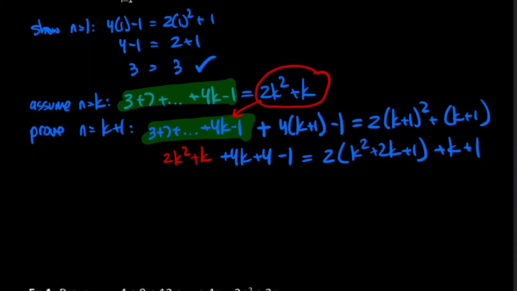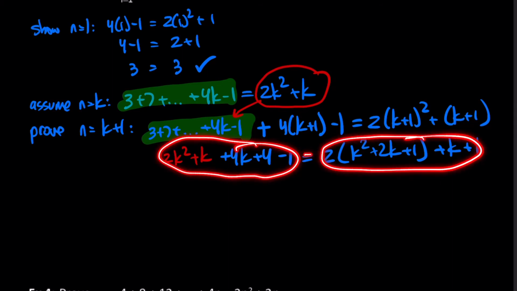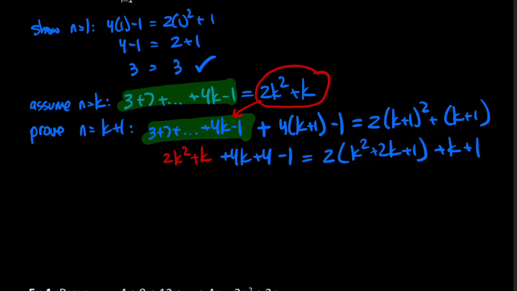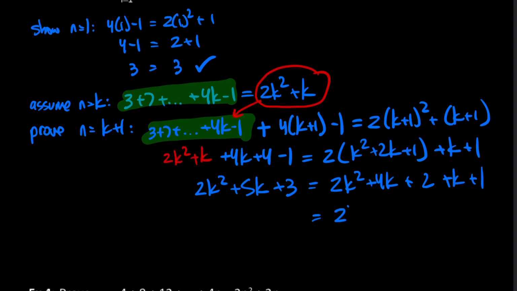So now I just need to combine like terms, put stuff together, distribute, whatever it takes to make this side and that side equal. Okay, it's pretty simple algebra. This here will give me 2k squared plus k plus 4k is plus 5k. 4 minus 1 is a 3. Over on my right side, let's distribute first. 2k squared plus 4k plus 2 plus k plus 1. One more step. 2k squared plus 4k plus k is plus 5k. 2 plus 1 is 3. And check it out. You've got the same thing on both sides. You've just done that proof.